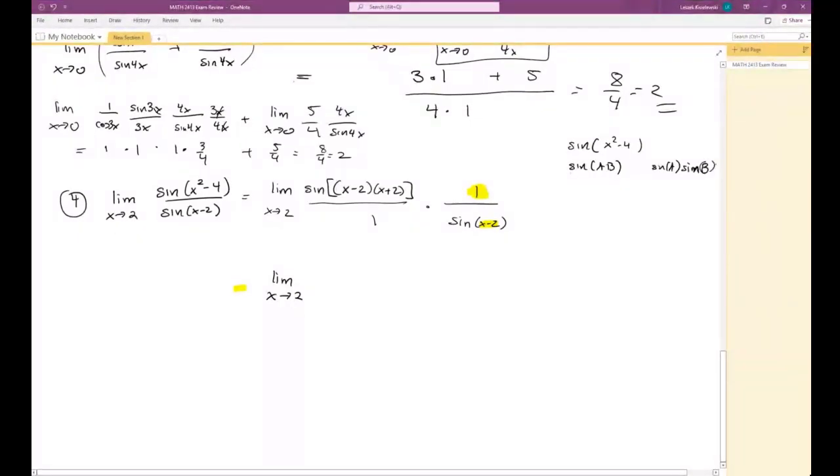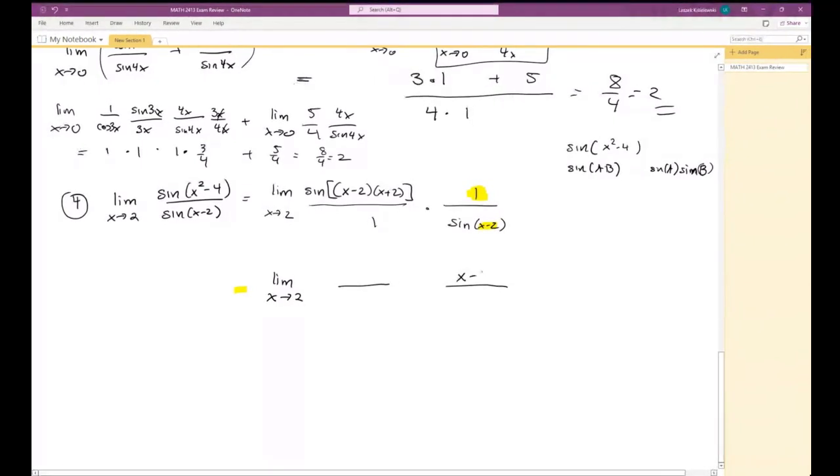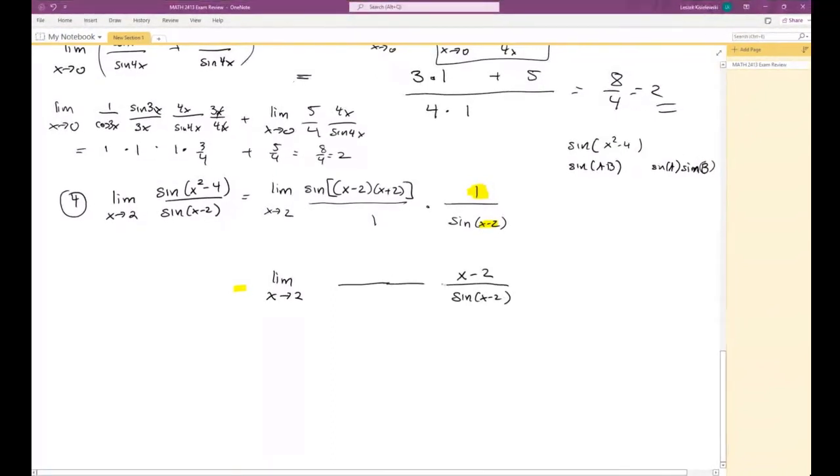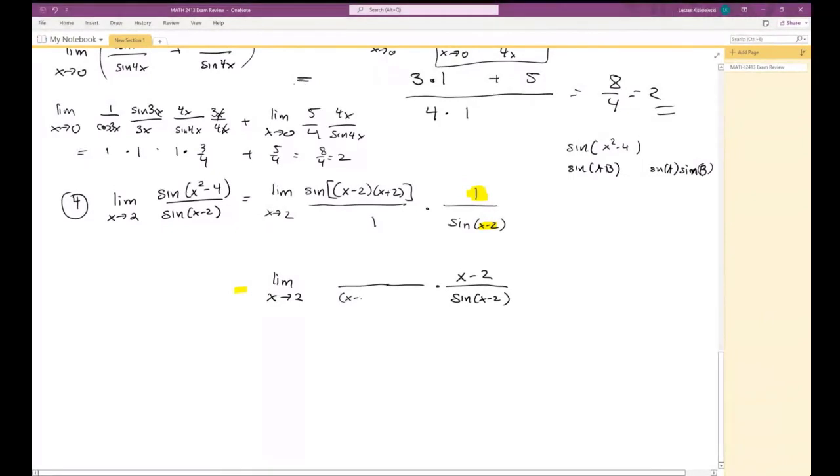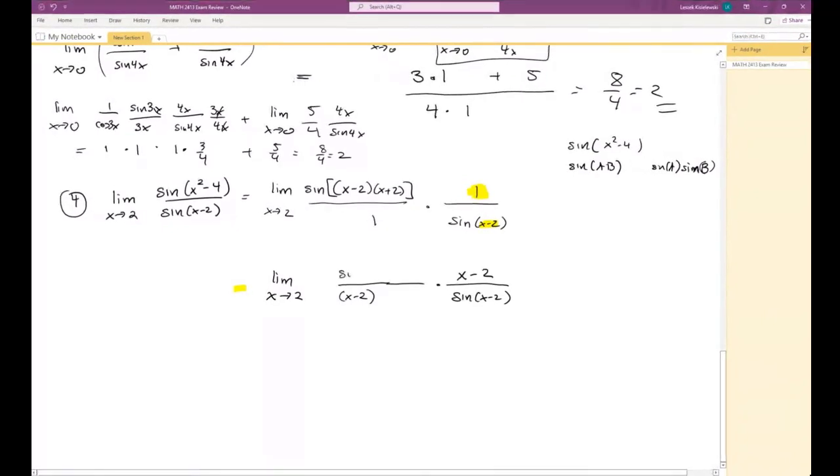So sine of A times B is not the same thing as sine A times sine B. Somebody wanted to know whether we can express this as sine of the first factor times sine of the second factor. That'll be too easy. Okay, so we're going to introduce an x minus 2 here, and of course we're going to extraduce it out over here as well, so that way we're just multiplying by a form of 1.